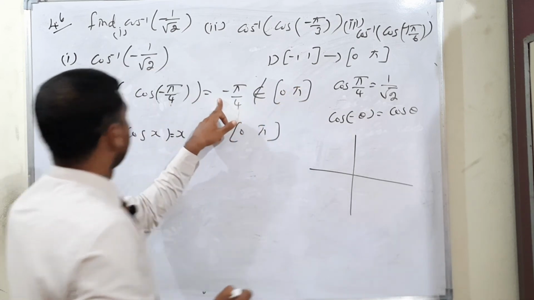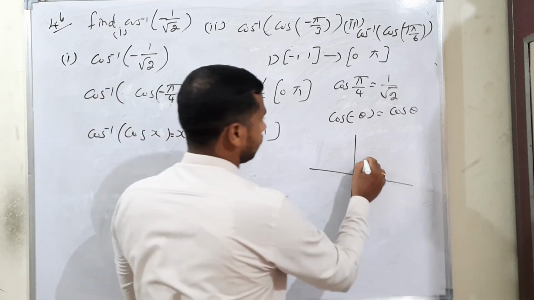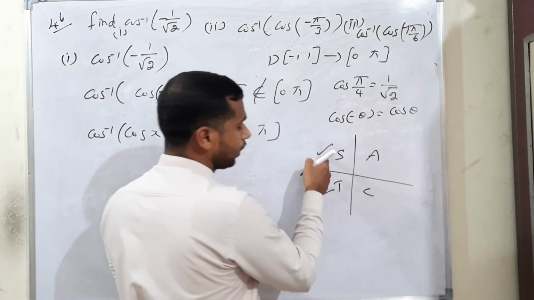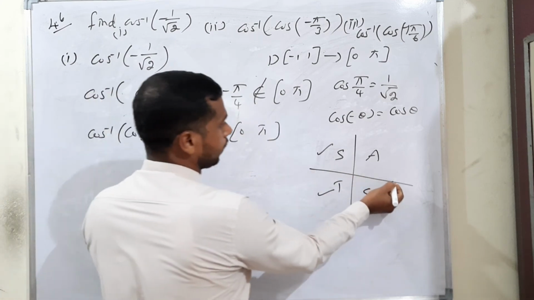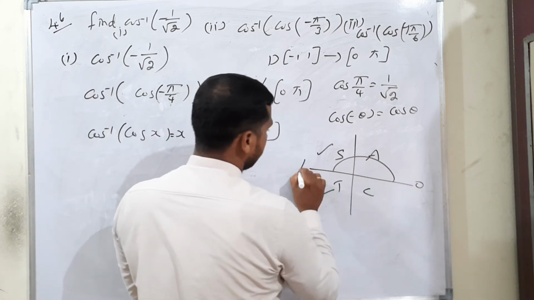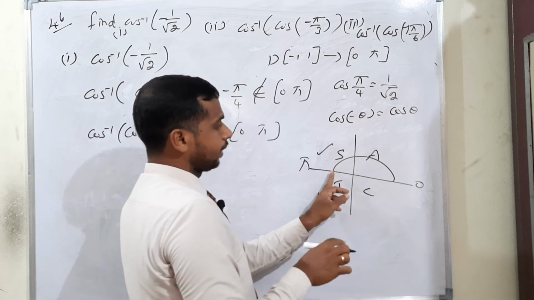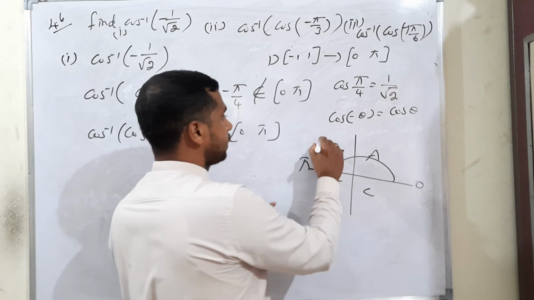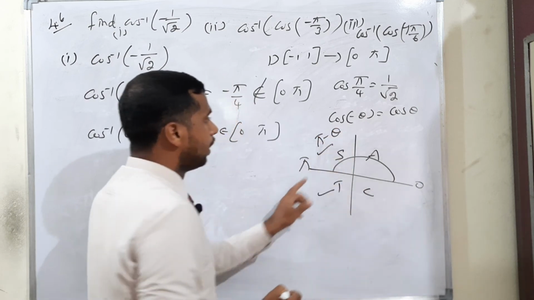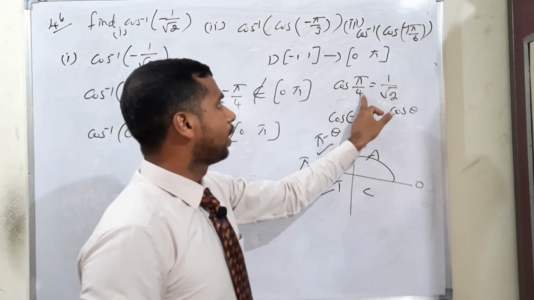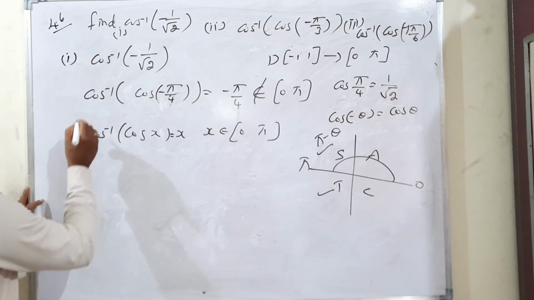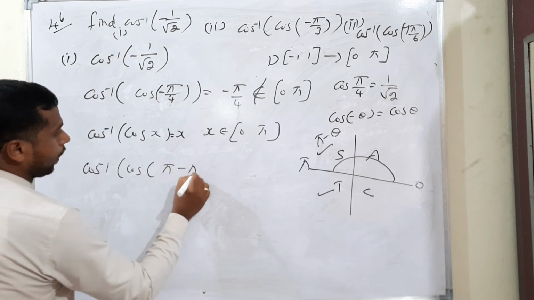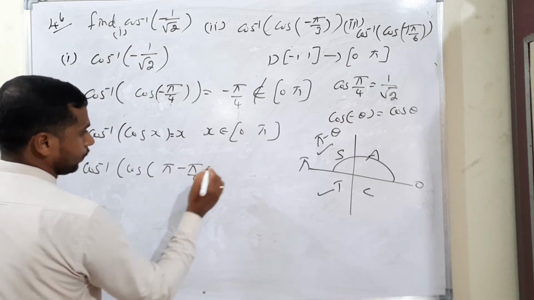According to the unit circle, using the all silver tea cup rule, cos is negative in the second and third quadrants. Since the range 0 to pi covers the second quadrant, we consider the cyclic order for the second quadrant, which is pi minus theta. Here theta is pi by 4. Therefore, cos inverse cos of pi minus pi by 4.